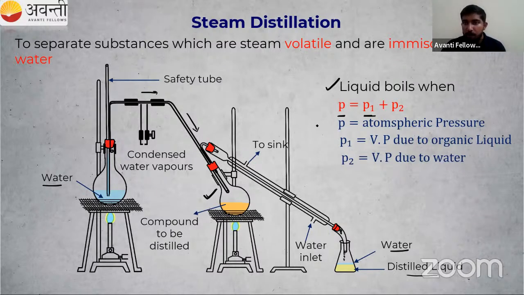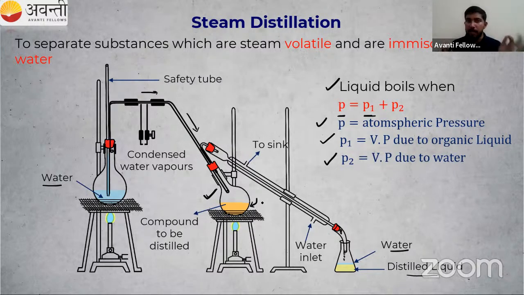So P is atmospheric pressure, P1 is the vapor pressure due to the organic liquid, and P2 is the vapor pressure due to water. The vapors formed will condense, and then water and the distilled liquid are formed. Then how to separate them? They are immiscible, like oil and water, so we can easily separate the water and the distilled liquid. If some impurities are present, they will be left in the beaker itself. This is our steam distillation. With the help of water, we are purifying the organic compound in the liquid state.